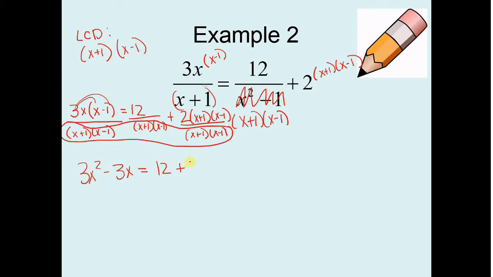So I'm going to get 2x plus 2, right, times x minus 1. Okay, fully multiply that in. 3x squared minus 3x equals 12 plus, that is 2x squared minus 2x plus 2x minus 2.